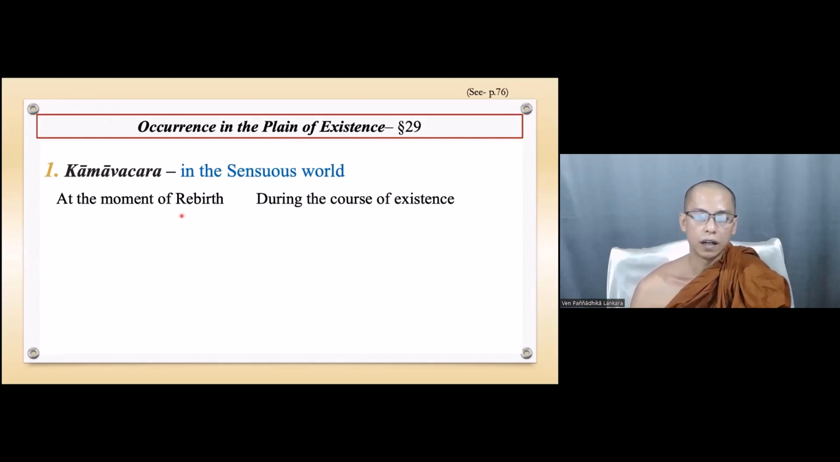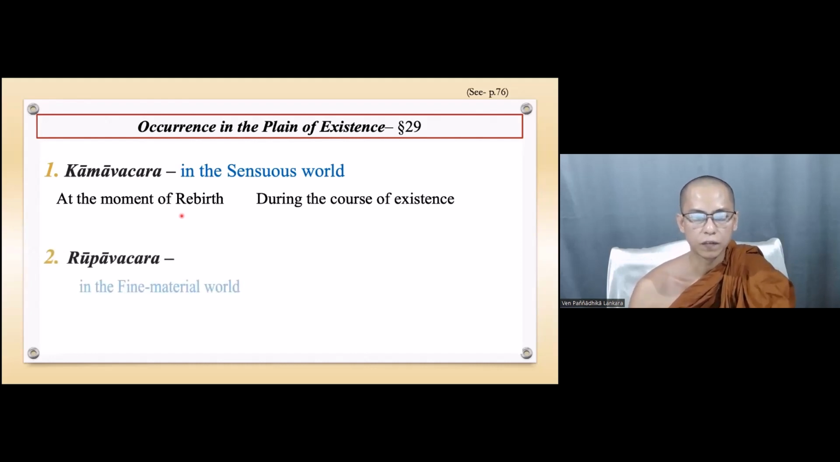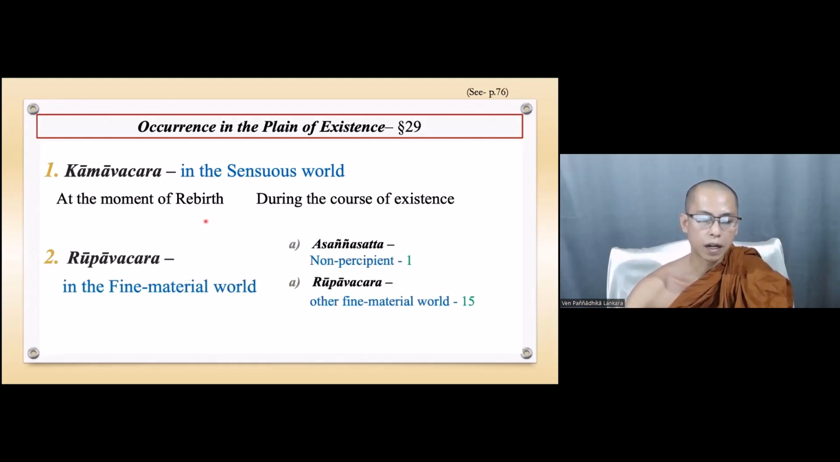And after that, we will continue to the Rupavachara, the 5 material sphere world. That Rupavachara will be divided into 2 parts. The first part, the Asanya Satta. Asanya Satta is the non-percipients. So the non-percipient Brahmas have different occurrence in numbers at the moment of rebirth and also during the course of existence.